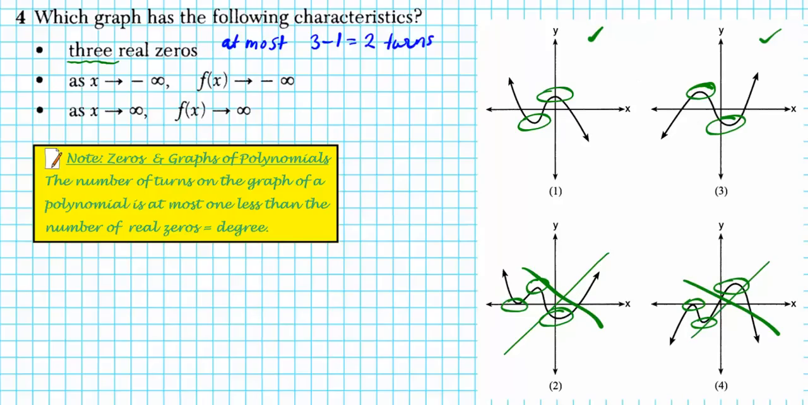Okay? The number of turns can be at most 1 less than the number of real zeros. Alright, so now which one is the correct answer? Option 1 or 3? That's where the end behavior will come into play. Let me give you a guide that can help you really understand how the end behavior works in classifying how a function behaves at the right and left ends.